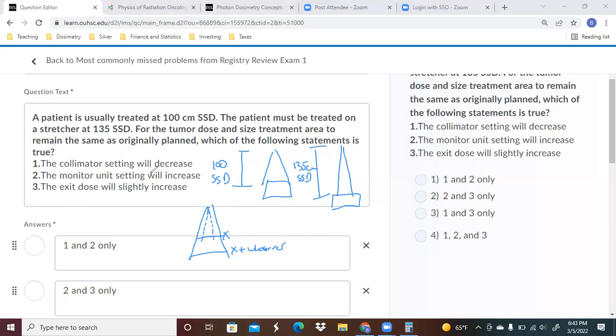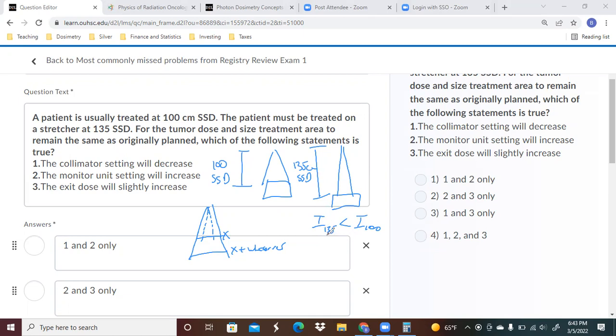Number 2, why would the monitor unit setting increase? Why would we have more monitor units here? Well, what other effect is going on here? As we're going from 100 to 135, what's happening to the intensity of the dose? The intensity at 135 is going to be significantly less than the intensity at 100 because it's further away. It's the inverse square law.